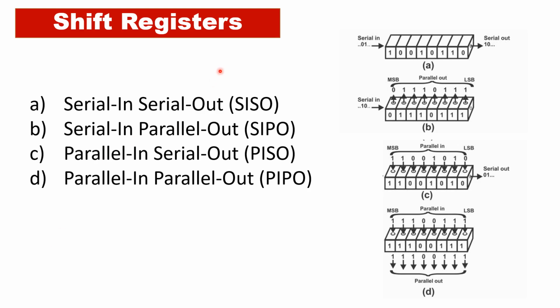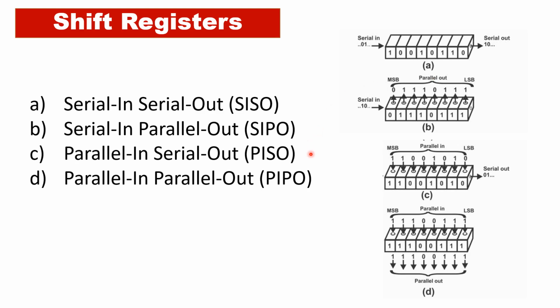Shift registers are typically classified into four types based on their input and output configurations. Serial input, serial output: data is shifted into the register one bit at a time and shifted out in the same manner. Serial in, parallel out: data is shifted serially, but once loaded, it can be accessed in parallel from all flip-flops simultaneously.